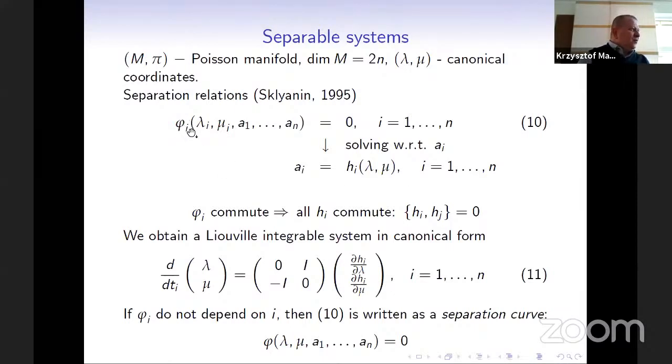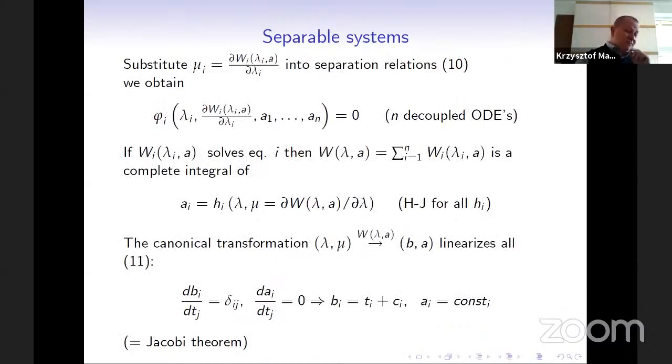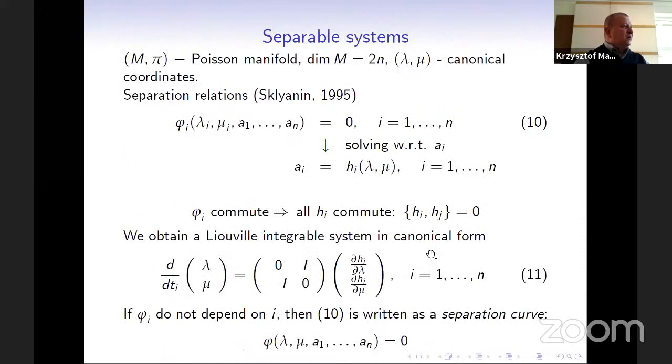And if all phi_i happen to be the same, then we simply say that this system is generated by a single separation curve in the complex plane, an algebraic curve maybe in most cases. I don't want to bother with all the details, but if you do this, you get a system that is not only Liouville integrable, but also separable in the sense of Hamilton-Jacobi theory, which means that it is very easy now, at least up to quadratures, to get a canonical transformation from these separation variables to variables B1 up to Bn and A1 to An, that linearize all the flows of the Hamiltonians generated by the separation relations.